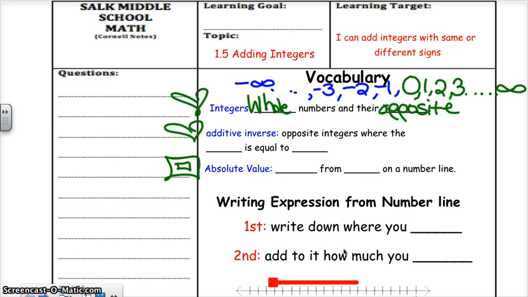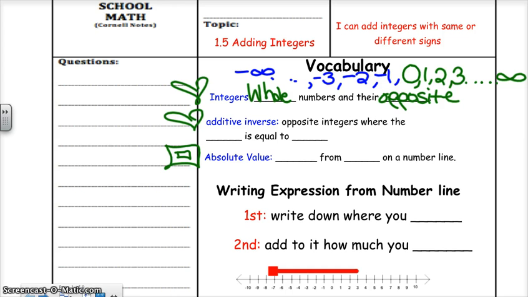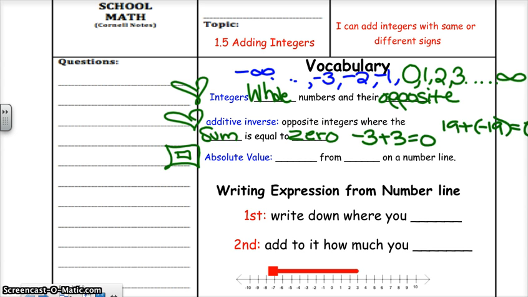Additive inverses. They are opposite integers where the sum is equal to 0. So additive inverses means they're like opposites. Inverse is another word for opposite, okay? Their sum is equal to 0. That would be like -3 and +3. If you add them together, it's 0. 19 and -19. Add them together, you get 0. Those are additive inverses.